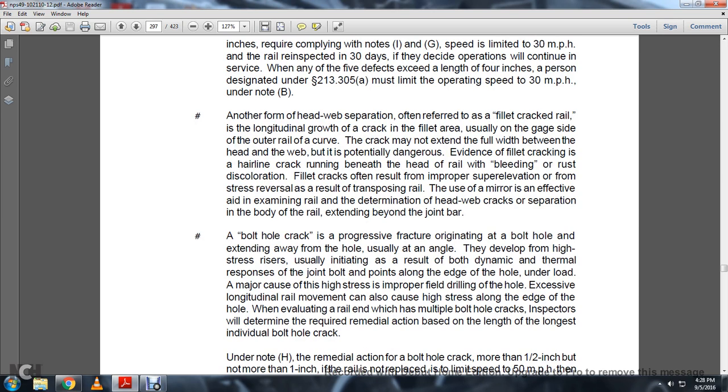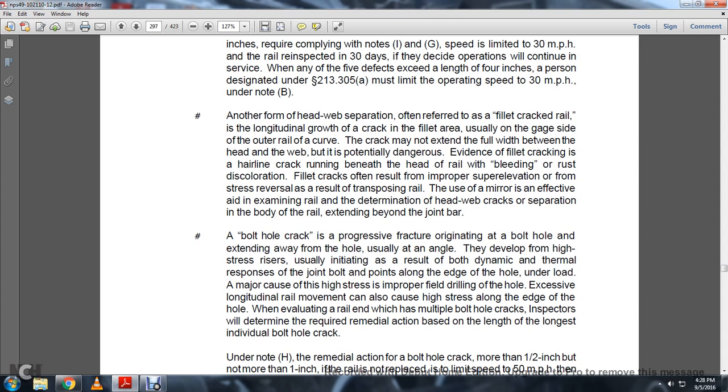Another form of head web separation is referred to as the fillet cracked rail. It is a longitudinal growth of the fillet area, always on the gauge side other than on the outer rail. The crack may extend the full width between the head and the web, and is potentially dangerous. Evidence of fillet cracking is a hairline crack running beneath the head of the rail and bleeding of rust discoloration. Fillet cracks are the result of improper superelevation, from the stress of reversal as a result of transposing rail.